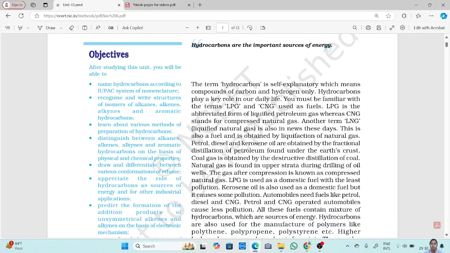The term hydrocarbon is self-explanatory, which means compounds of carbon and hydrogen only, as I told you initially. Hydrocarbons play a key role in our daily life because most of the things in our daily life are made up of carbon and hydrogen, because they are present abundantly in our environment.